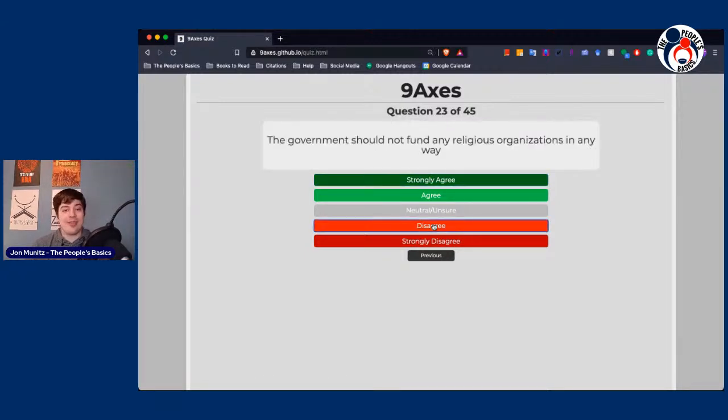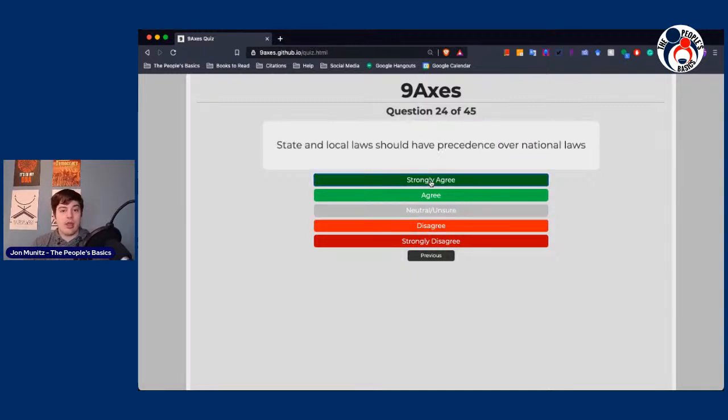So I disagree. The government should not fund any religious organizations in any way. Strongly agree. Separation of church and state. State and local laws should have precedent over national laws. Strongly agree. Oh, no. Well, okay.